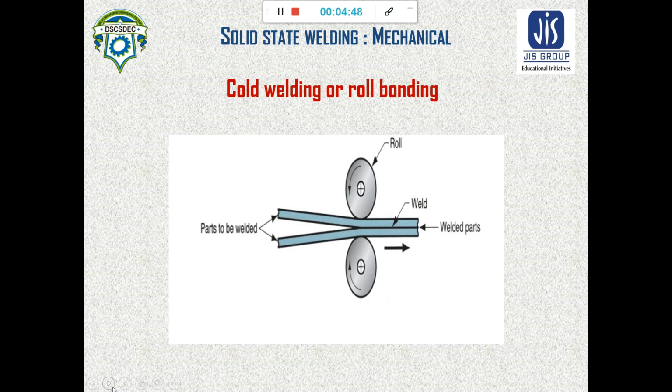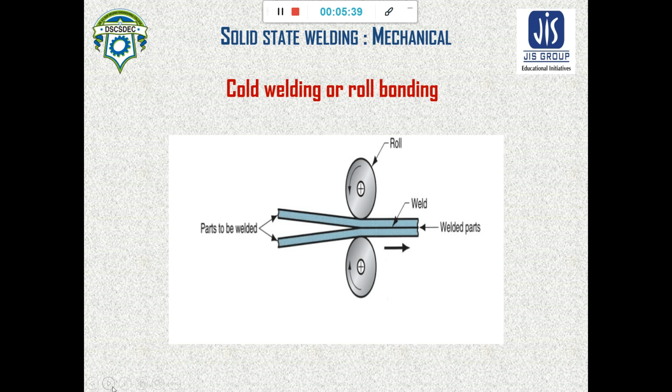Here the typical schematic diagram of the roll welding process can be seen. See here that the two parts to be welded are shown, and by the force given by using the rolls, the welded part can be made. If the parts which are to be welded are preheated, then the diffusion in the interface will be more, so a strong weld joint can be achieved. So this is for the cold welding or roll bonding technique.